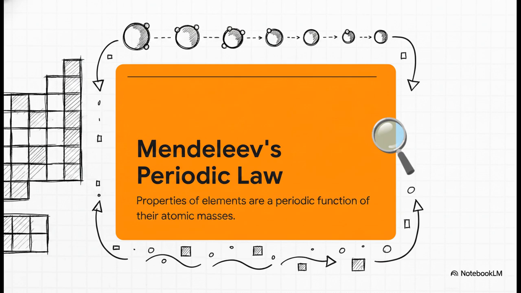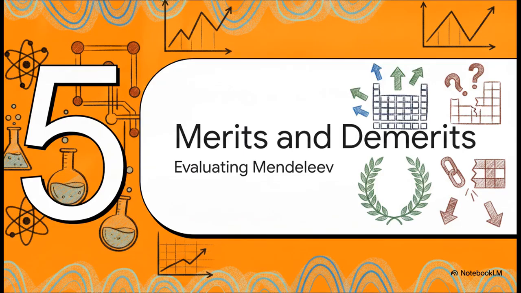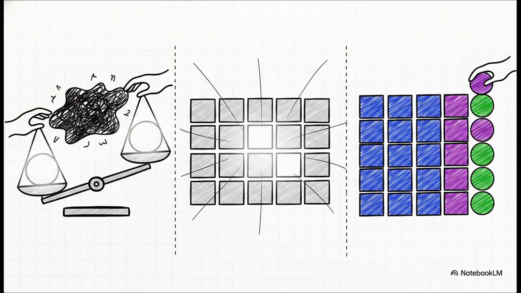Properties of elements are a periodic function of their atomic masses. Simply put, this means that if you arrange elements by increasing atomic mass, their physical and chemical properties will repeat periodically. Section 5. Merits and demerits. Evaluating Mendeleev. Now, Mendeleev's table was highly accepted globally, but as a science class, we must do an analytical textbook breakdown. Let's start with the merits.